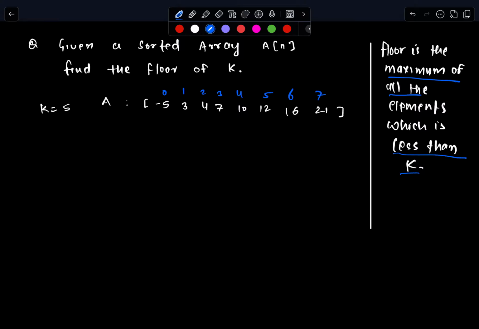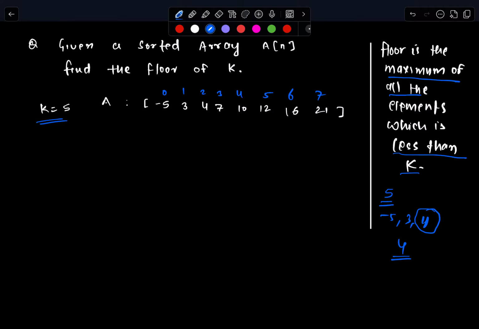So what is our K? Our K is 5. Okay. And the elements less than K are -5, 3, and 4. Okay. And which is the maximum of it? This is the maximum. So the answer is 4. 4 is the floor of our target 5. Okay. So I hope you understand what this question is asking.